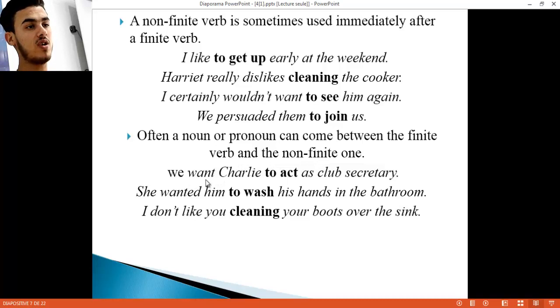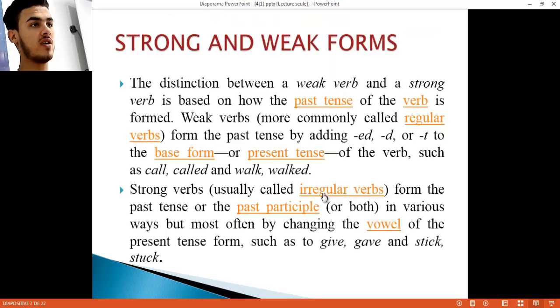We have to see these examples. We want Charlie to act as a club secretary. To act here is in the infinitive, and it is a non-finite form as we have mentioned before. So here we have Charlie, a noun, and we have the verb in the non-finite form, then the rest of the sentence. We have also to see the strong and the weak forms of the verbs.